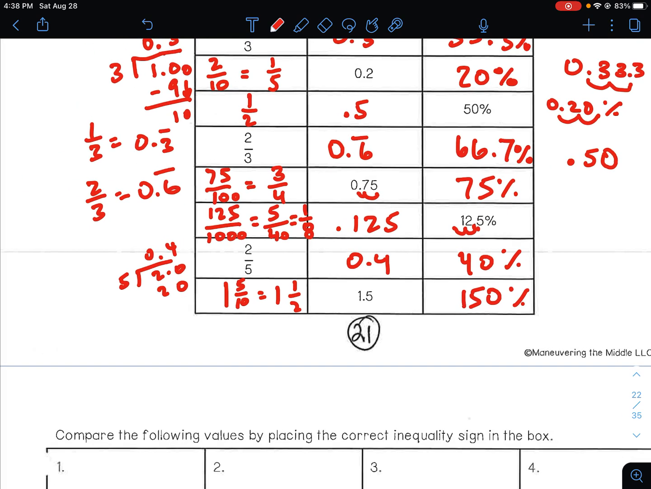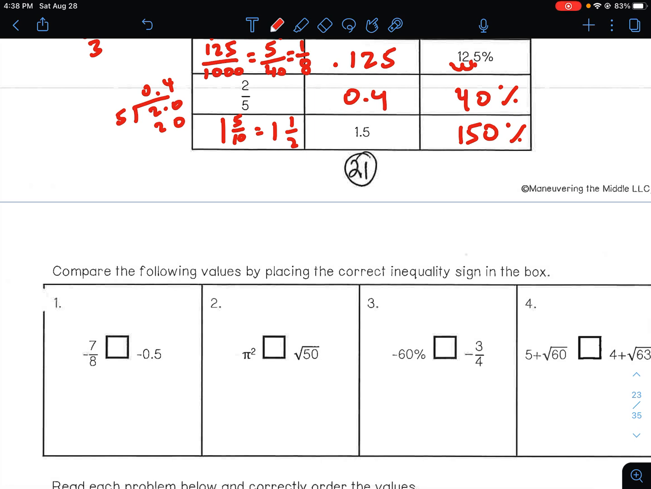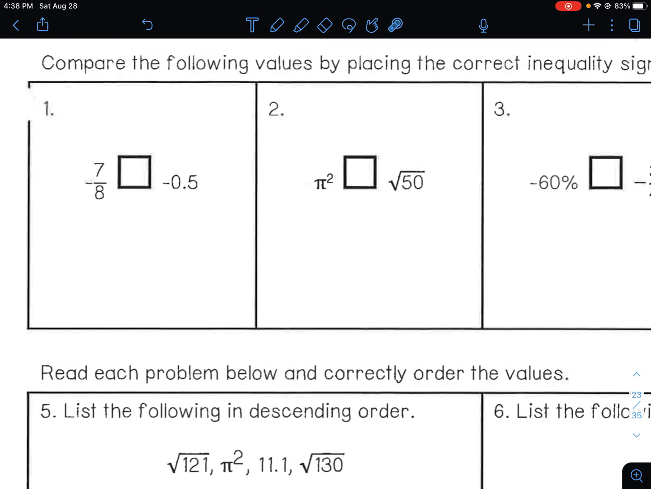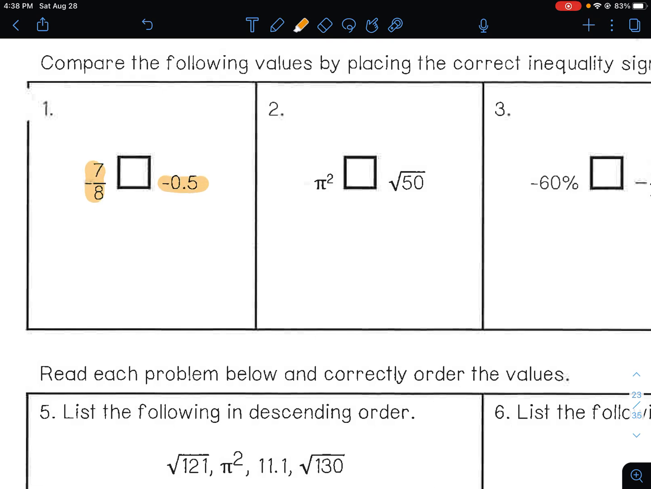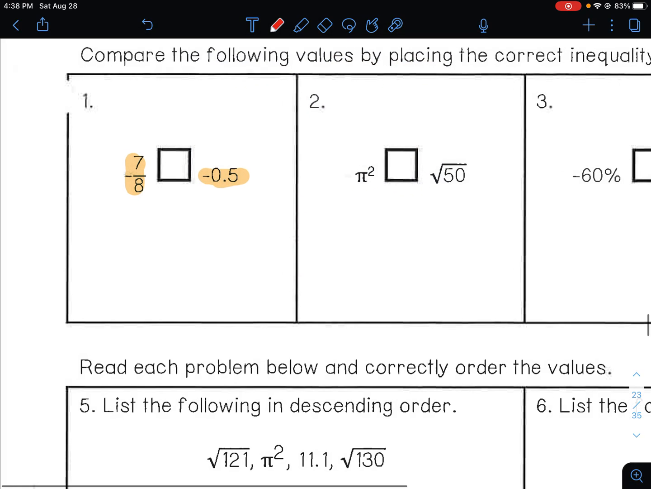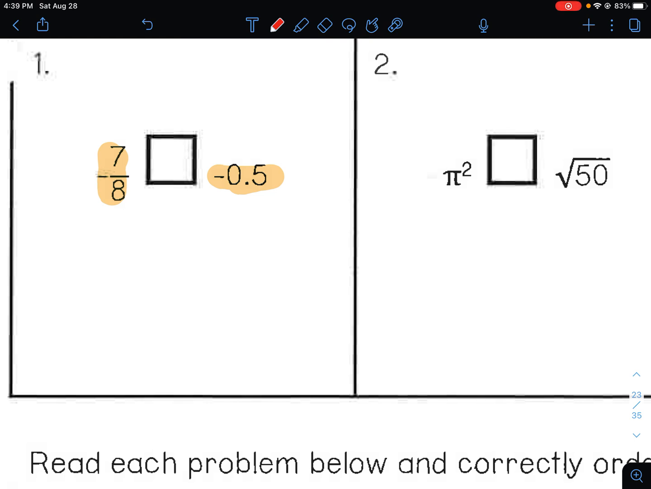All right. So we're going to compare the following values on the next page by placing the correct inequality sign in the box. Okay, couple tricky things. Number 1, note that they are negative. Both of them are negative, so that makes it a little bit more confusing, but let's go ahead and start on this problem. I'm going to make my writing a little thinner. 7/8 and 0.5. I'm going to convert my fraction into a decimal. It makes it easier. So 7/8, in and out, 7 in, 8 out.